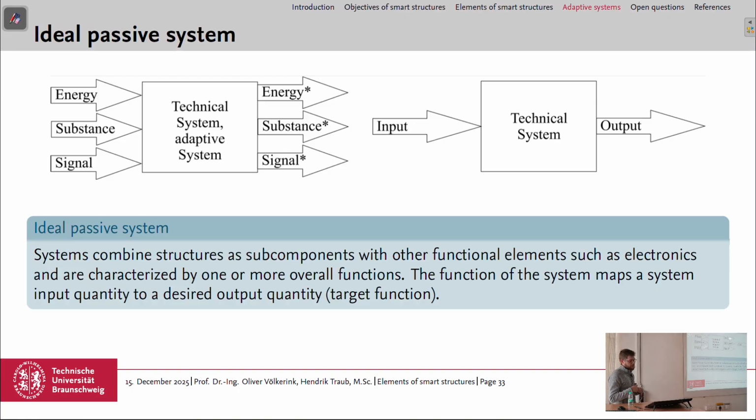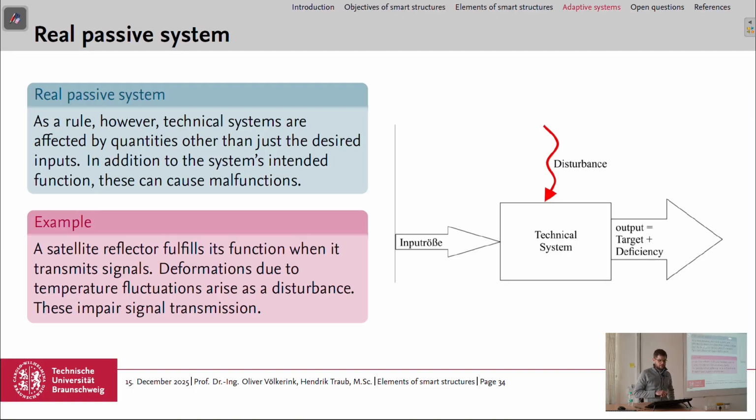So you, for example, control a vibration in this case. Looking at the systems, we could have an ideal passive system, a technical system where we convert inputs to outputs, for example, energy, substances, or signals. This technical system then maps an input quantity to a desired output quantity, or we can simplify it: just input goes into the technical system and then we have the output. This is the ideal system.